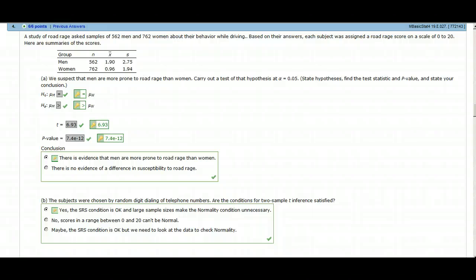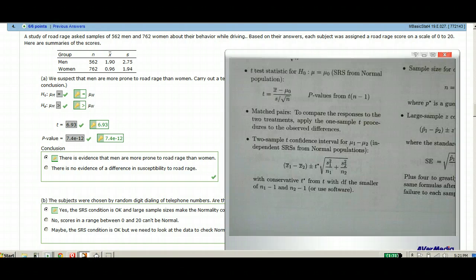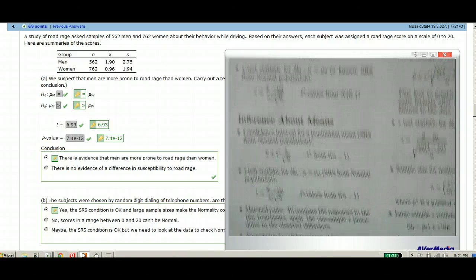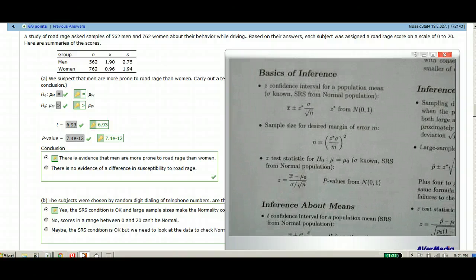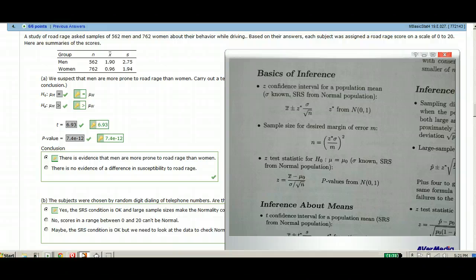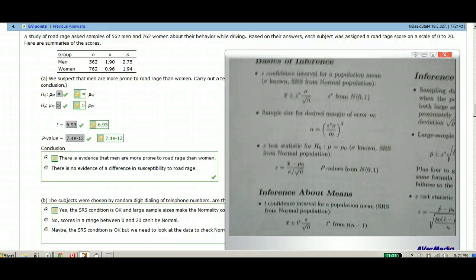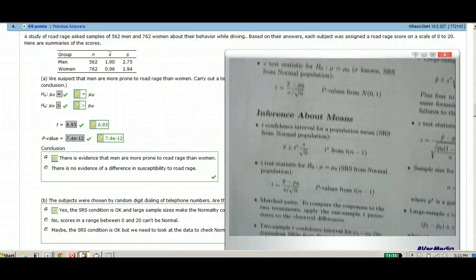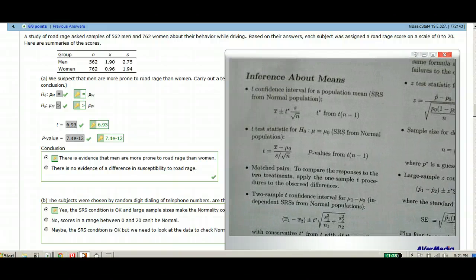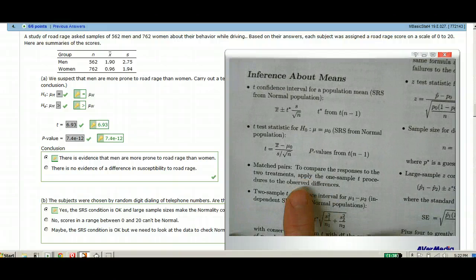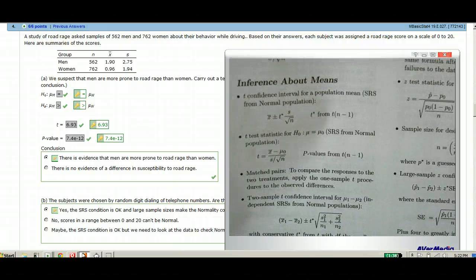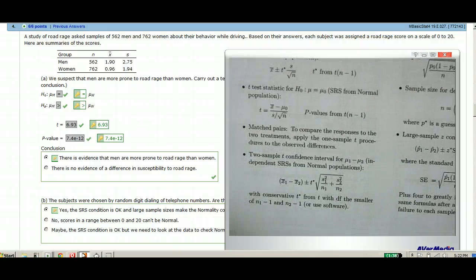So I'm going to show you a little bit from your notes. If I can get my camera to come back up here. There we go. And I'm on the second page at the very bottom of the first column. There's the basics of inference we did in chapter 18, inference about means. Here's the 2 sample stuff that we're going to get to here. We're going to do a confidence interval next.